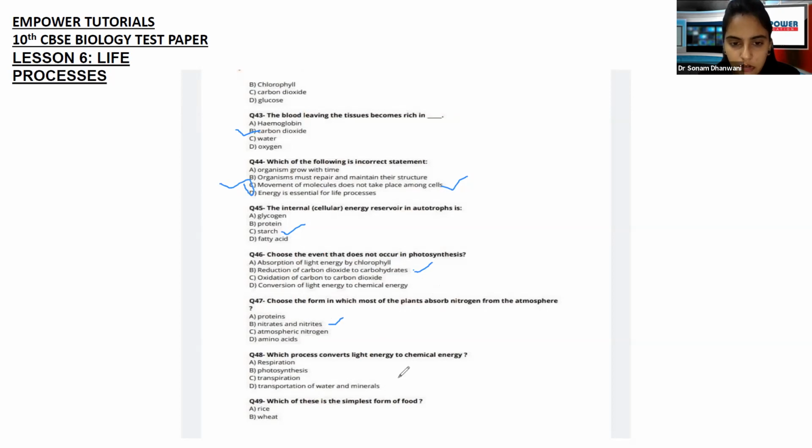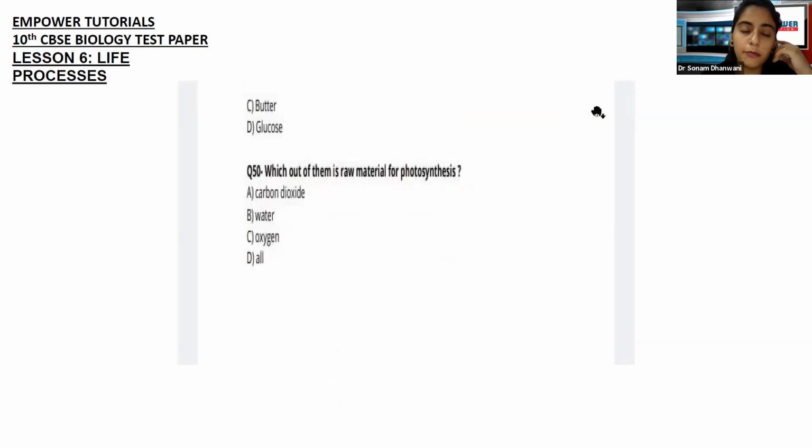Which process converts light energy to chemical energy? We just saw it. It is photosynthesis. Next, which of these is the simplest form of food? Rice, wheat, glucose and carbohydrates, and butter. Yes, what is the answer to this? Correct, it is glucose. Glucose is the simplest form of food.